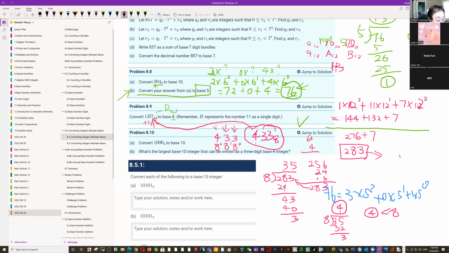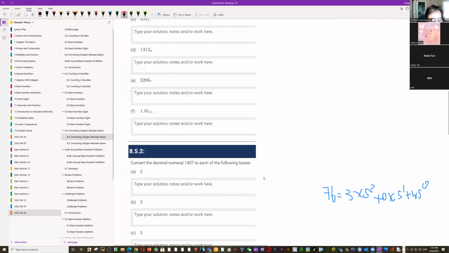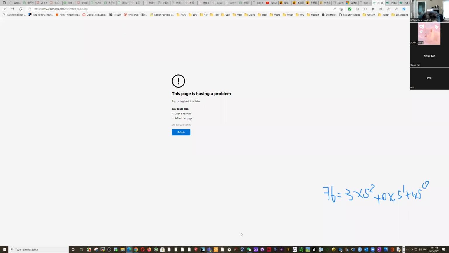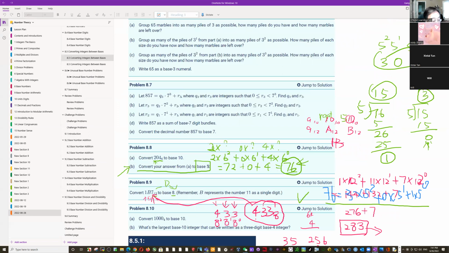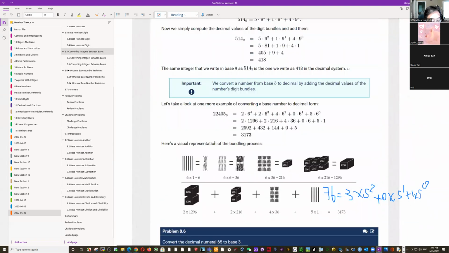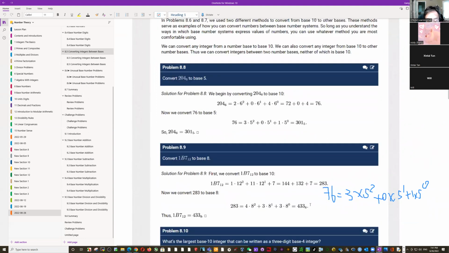So converting to base 10, just use the power expansion. Going to base 8, we just repeat the division and put down the remainders. Then we can double check it in the other direction, using the power expansion from the top. So that's the way you can solve this problem. Let me double check. I should be right. Let me close it and do it again. Yeah, 433 base 8. So everything is right. Basically there are several different ways of doing it.